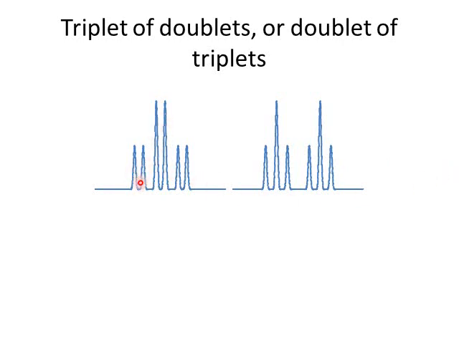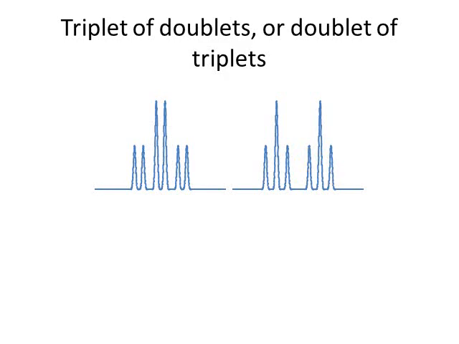This one looks like a triplet. A triplet is short, tall, short, but then each of the peaks of my triplet has been split into 2. And so we would call this a triplet of doublets. On the other hand, depending on which J is bigger, I could have something like this, where I get essentially 2 sets, each of which is a doublet, which has been split into triplets. And so we would call this one a doublet of triplets.